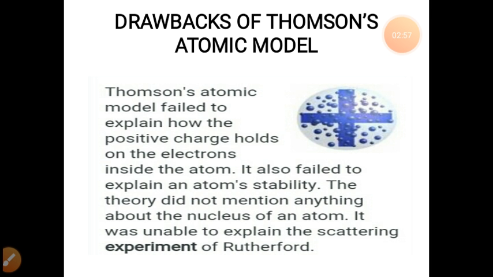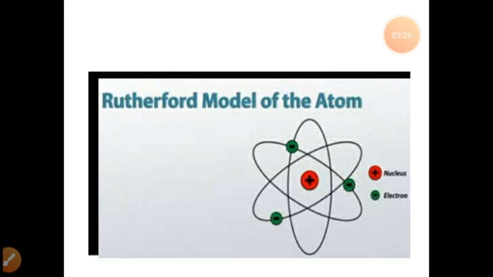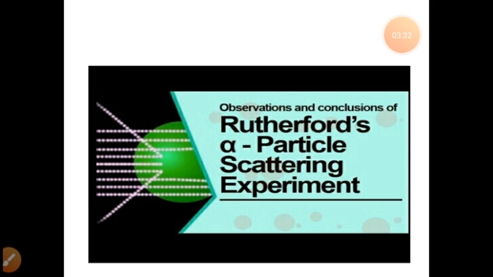So let us look into the drawbacks of Thomson's atomic model. Thomson's atomic model failed to explain how the positive charge holds the electrons inside the atom. It also failed to explain an atom's stability. In 1911, Ernest Rutherford, a former student of J.J. Thomson, proved Thomson's plum pudding structure to be incorrect. Then came Rutherford with his model. So let us look into the Rutherford model of the atom.